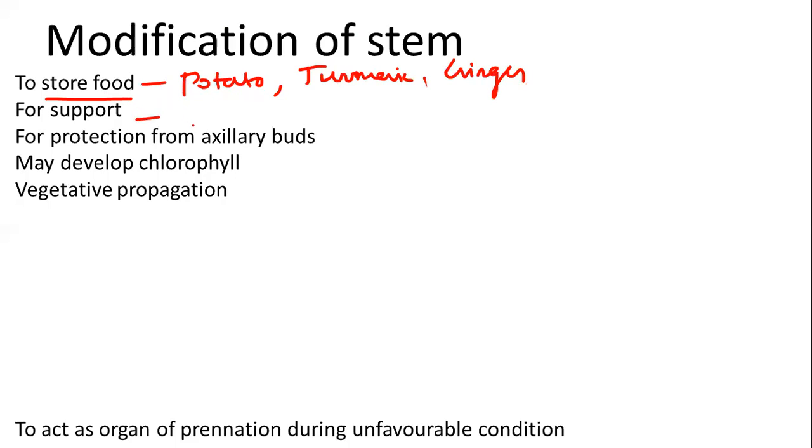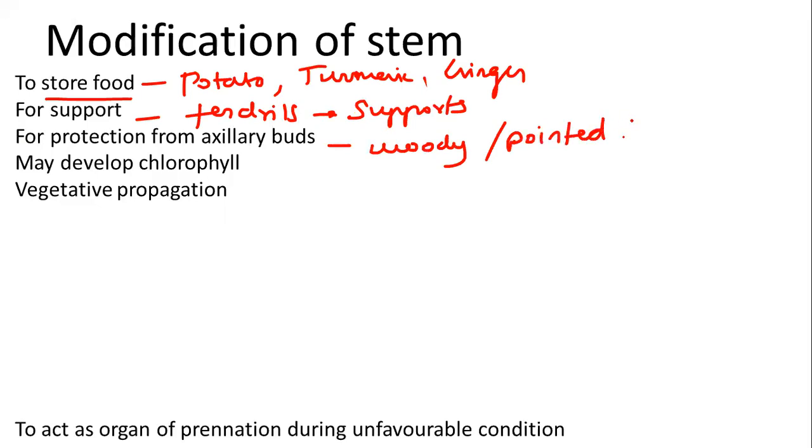It may also develop into tendrils, which help in supporting a long, lengthy stem. The next one is that it may also develop woody and pointed thorns. Pointed thorns help in protection for the whole plant.